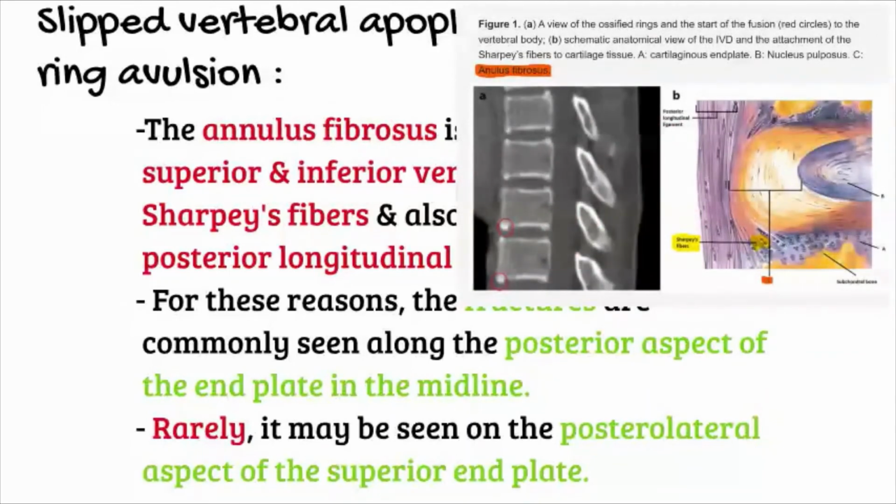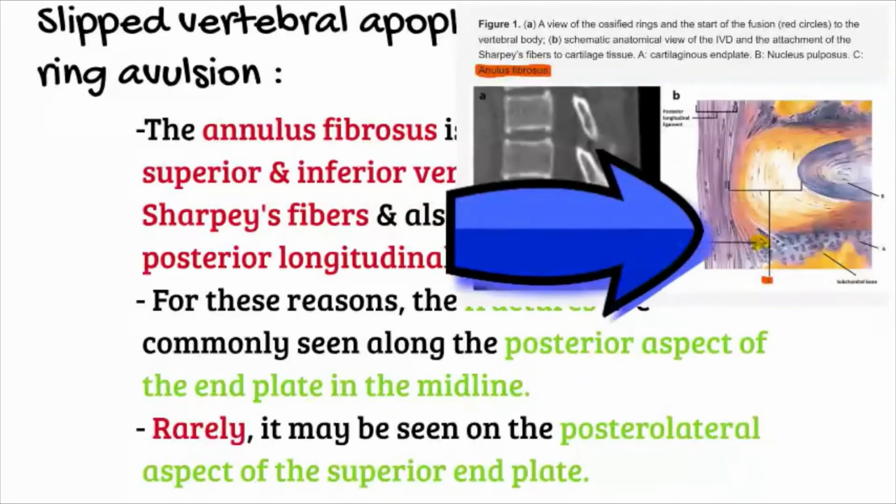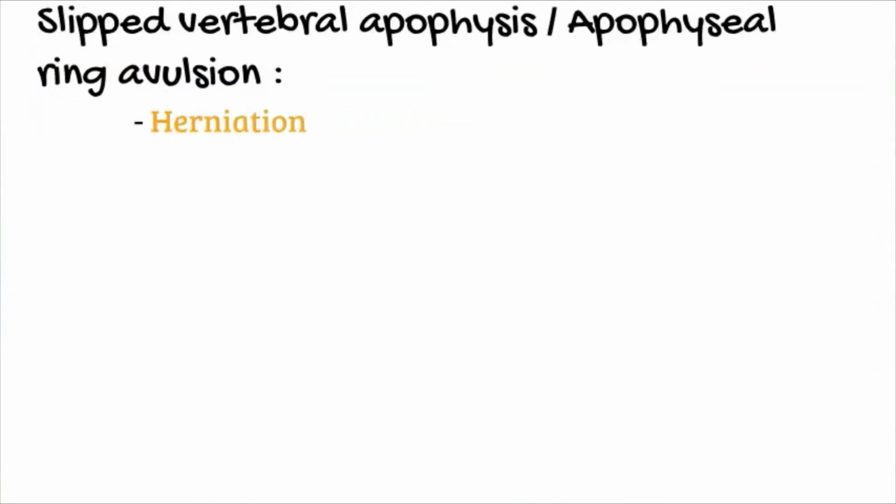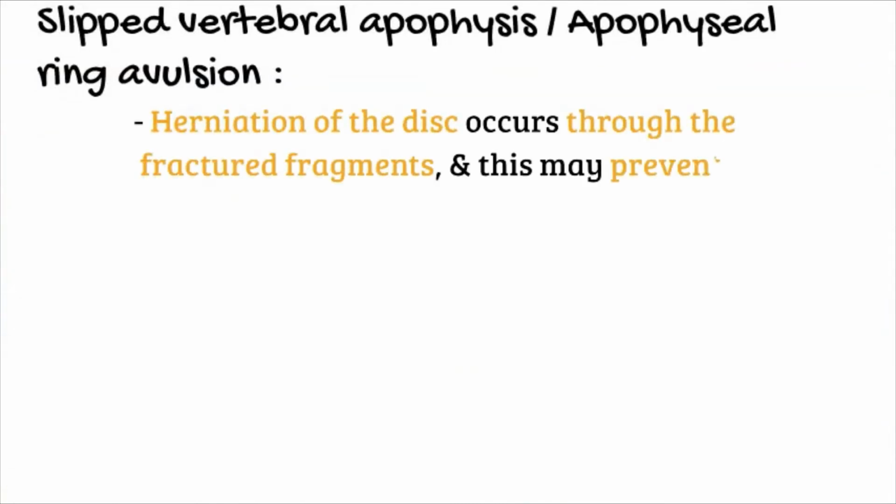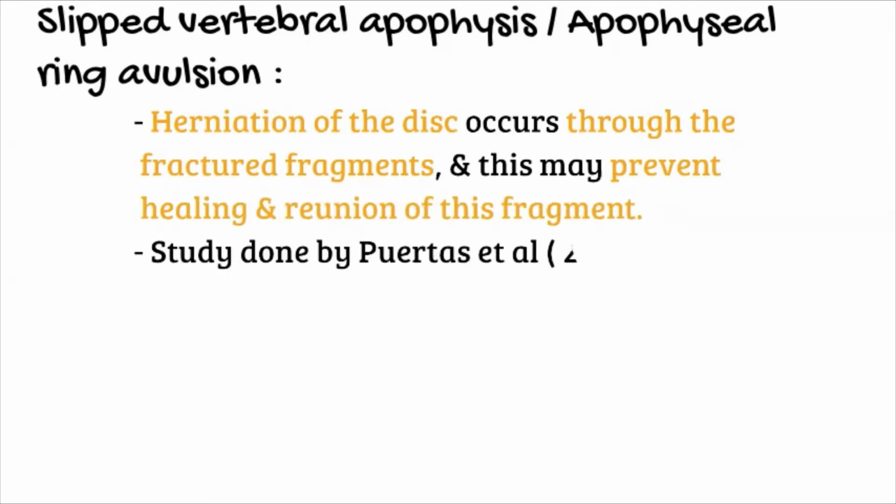This figure depicts: A, a view of the ossified rings and the start of fusion; B, an anatomical view of the intervertebral disc and the attachment of the Sharpey's fibers. You can see the posterior longitudinal ligament there. Herniation of the disc occurs through the fractured fragments, and this may prevent healing and reunion of the fragment.